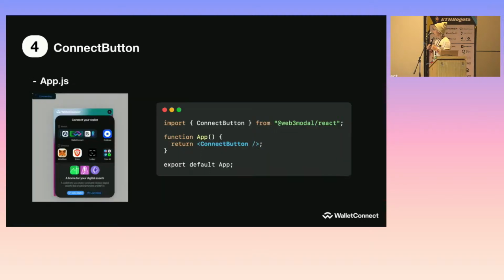For the next step, you can go into your app.js file, and you can add in that line, import ConnectButton from Web3 Modal React. And if you just return the connect button, you should be able to see a view very similar to this. You should see your connect button, and when you click on it, you'll see this new modal pop up, and that's our new modal that we will be using.